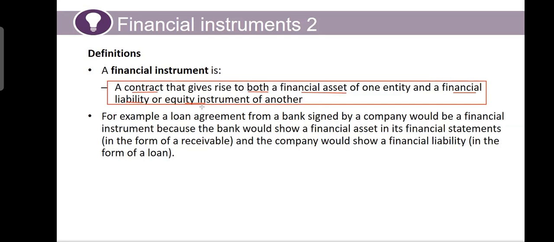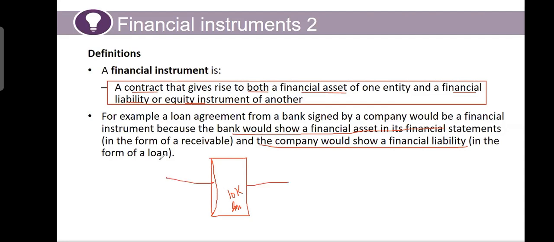So for example, a loan agreement from a bank signed by a company would be a financial instrument because the bank would show a financial asset in its financial statements, and the company would show a financial liability in the form of a loan. That piece of paper is an asset for the bank because it has been signed by the customer saying that I owe you $10,000. So that's a $10,000 loan contract. On one side, one party would call it an asset. For another party, this is a liability because one has to receive, the other has to pay. So a financial instrument is a contract which gives one party a right to receive, another party an obligation to pay. So I'm saying a right to receive and an obligation to pay.